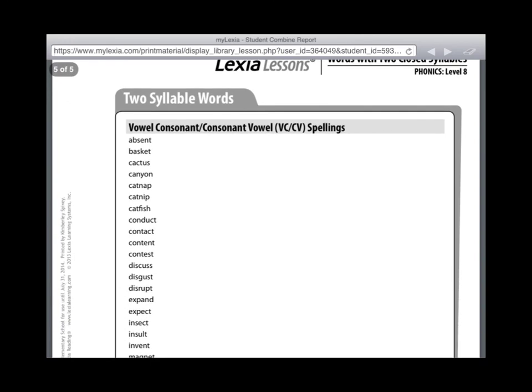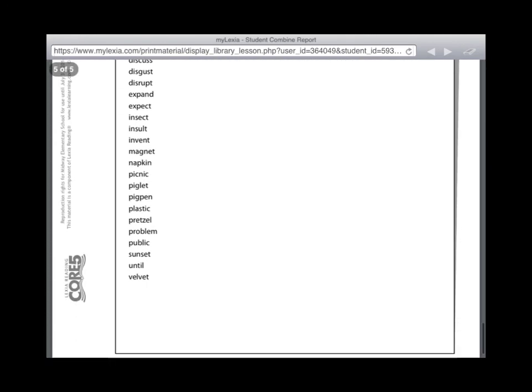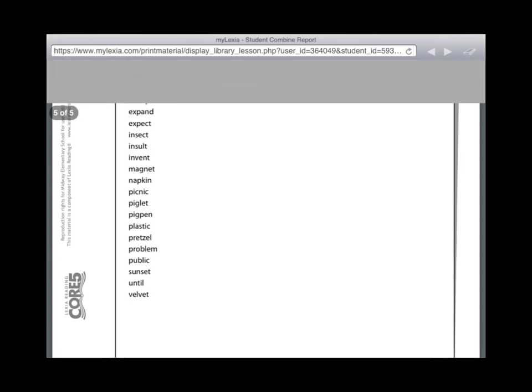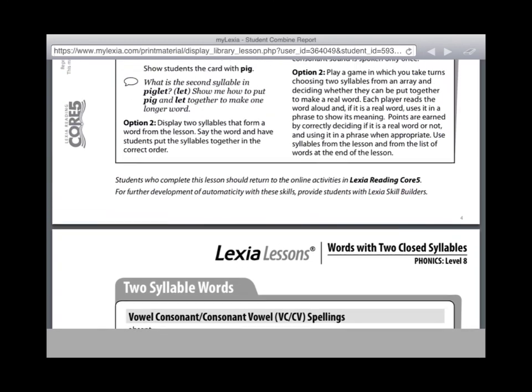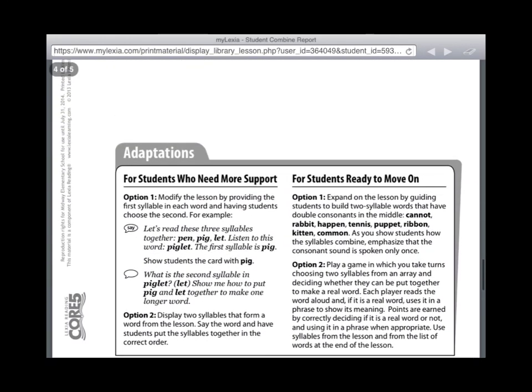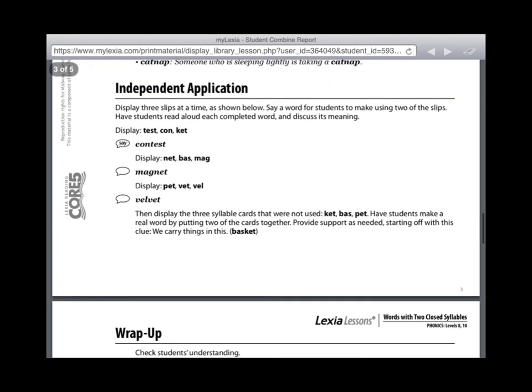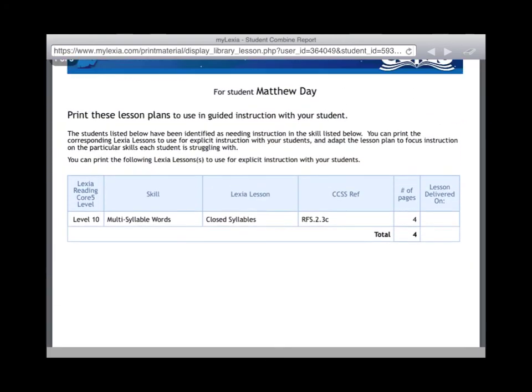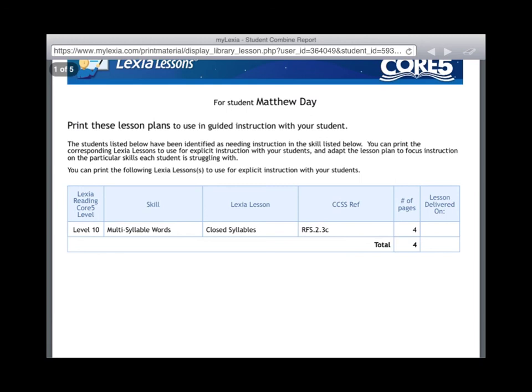And it starts with 2-syllable words. It even gives adaptations if you need them. So 5 pages, very simple, word for word. Once that intervention has been given, then the child continues on with Lexia to improve.